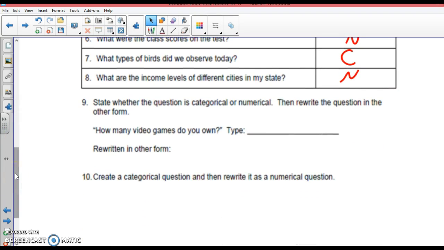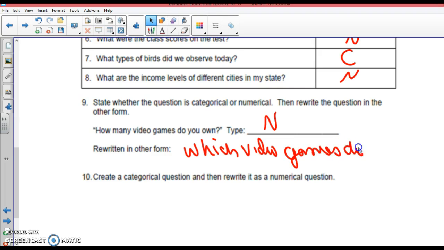State whether the question is categorical or numerical, then rewrite the question in another form. How many video games do you own? That is numerical. Rewrite in another form. Which video games do you own? Create a categorical question and then rewrite it as a numerical question. We'll do that in class.